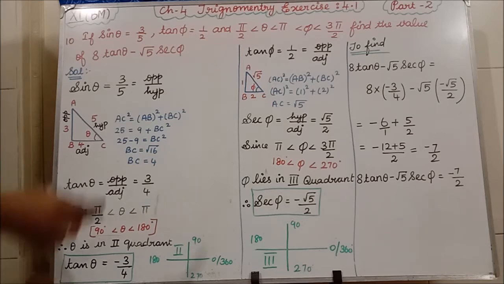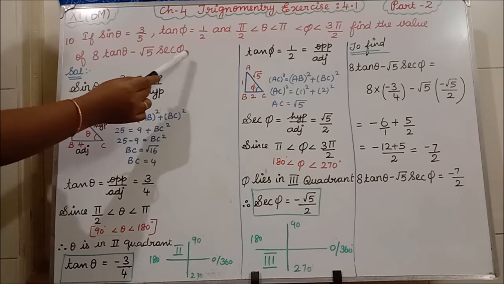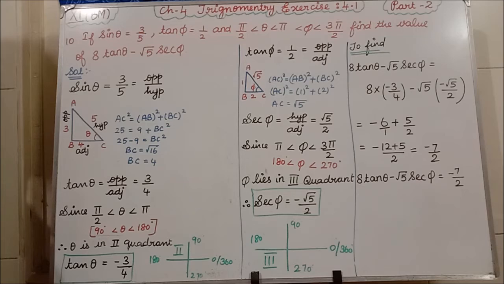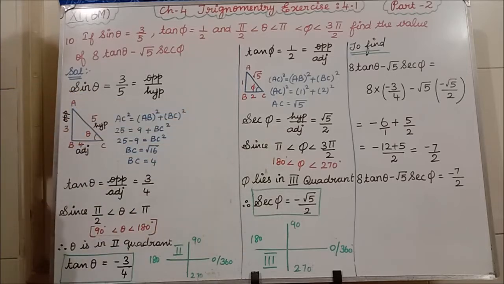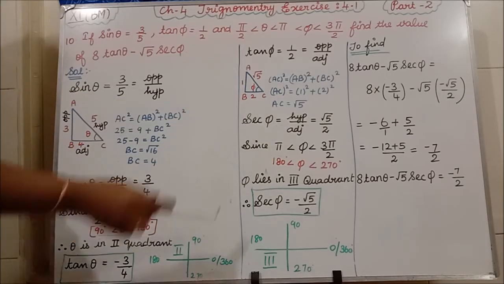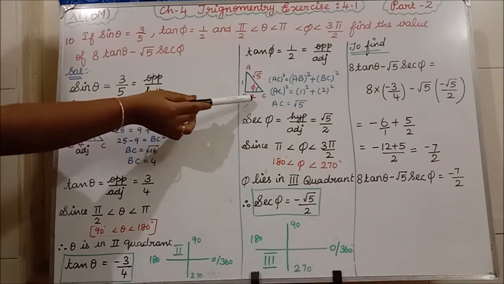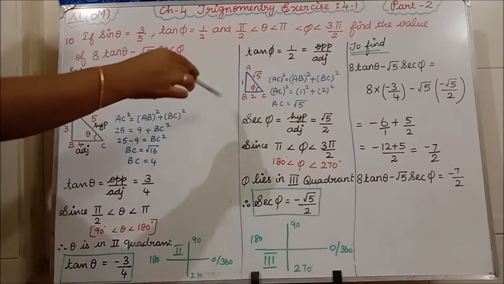Clear? Next, in the question, what do we need to find? We have to find secant phi, isn't it? I am writing here secant phi. Clear? What is the formula for secant phi? Secant phi formula is hypotenuse by adjacent. What is the hypotenuse side we have? Root 5 divided by adjacent, which is what? 2. So root 5 by 2 is the secant phi value.